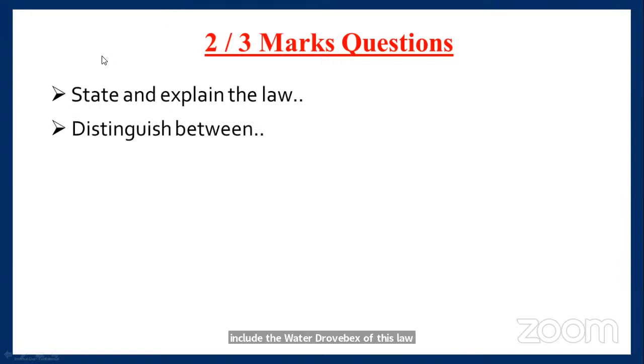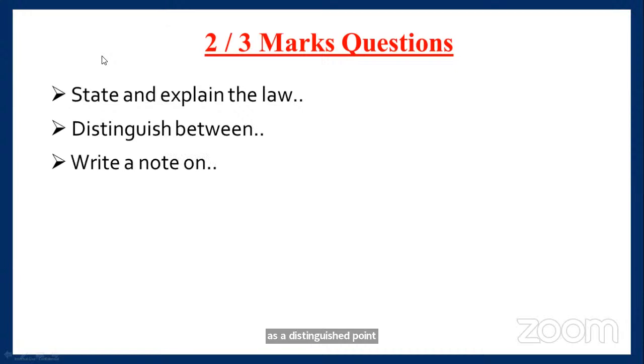Distinguish between, it depends on weightage. If distinguish is asked for 2 marks, you have to write at least 4 points. And if the same question is asked for 3 marks, you have to write 6 points. And here you remember examples will not be considered as a distinguishing point.